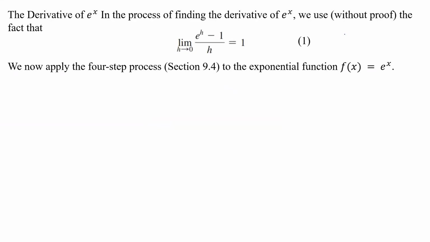So, in the process of finding the derivative of e to the x, we're going to use, without proof here, the fact that the limit as h approaches 0 of (e to the h minus 1) over h is equal to 1. Now, we're going to apply this four-step process we remember from 9.4 to our function f of x equals e to the x.